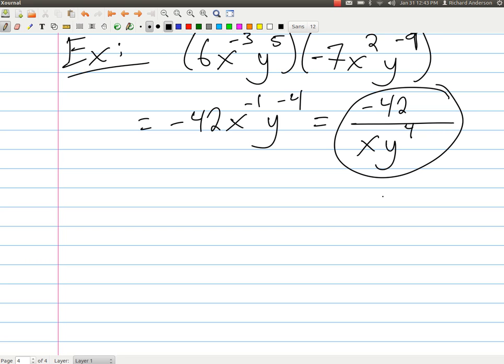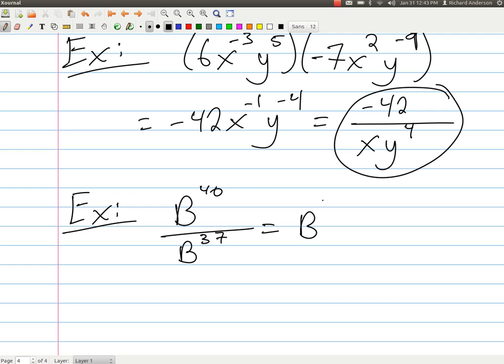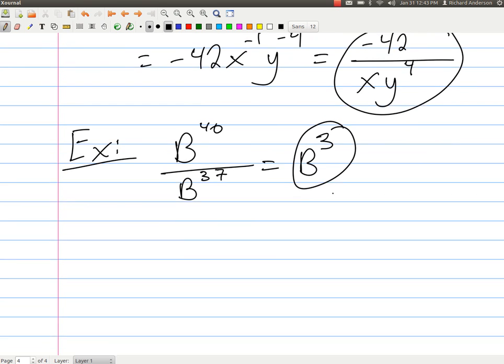All right. We'll go ahead and talk about our subtraction property of these exponents. For example, if I have b to the 40th divided by b to the 37th power, I'm going to subtract in this case. I've got the same base, b, on top and bottom, different exponents. So 40 minus 37 is going to give me a positive 3, b to the positive 3rd power. Simple.